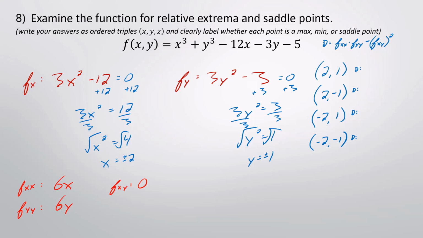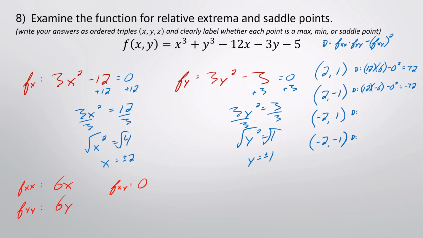So now plugging these points in, I'm going to say what each of those will turn into. So I've got x is 2 for this first one. If I plug 2 into fxx, I get 6 times 2 is 12. Times y of 1 into fyy, that would be 6. Minus 0 squared, and that's going to come back positive 72. Plugging in 2 with negative 1, I basically will get the same two numbers, but this time a negative 6 instead of a positive 6, minus 0 squared, so that gives me negative 72.